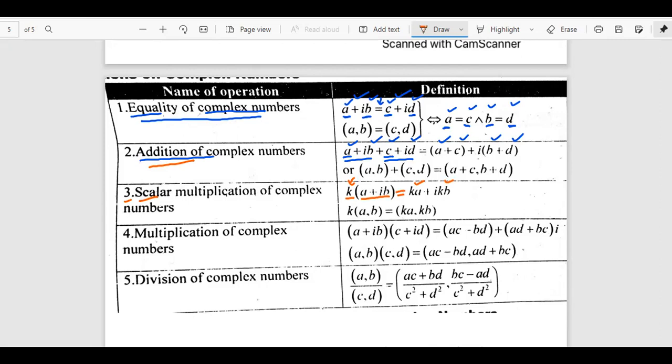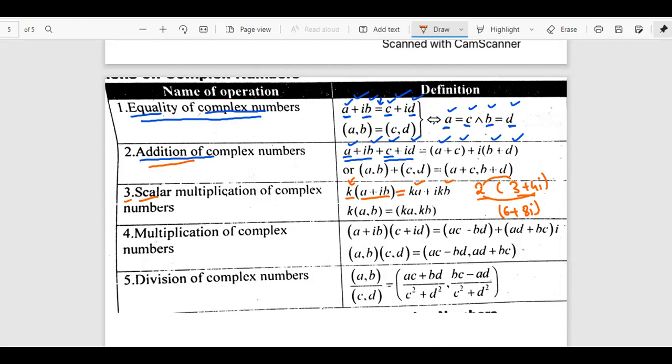Can you repeat scalar? I'll give you an example. Let's say we have 2 and we have a complex number 3 plus 4 iota, right? So this is the complex number with which I'm multiplying 2. This 2 is a scalar number. It is not a complex number. So according to the definition of scalar multiplication, I will multiply this 2 with 3 and this 2 with 4. So I will get 6 plus 8 iota, right? This is how I scalar multiply a complex number and a simple number.